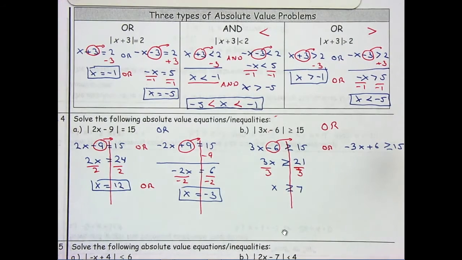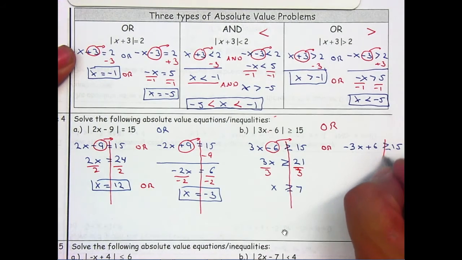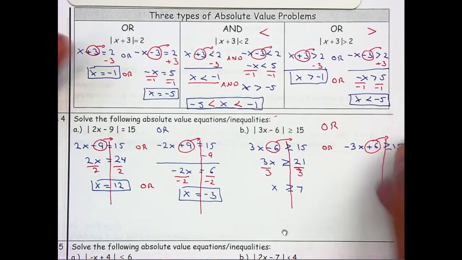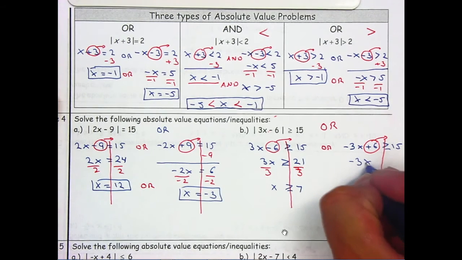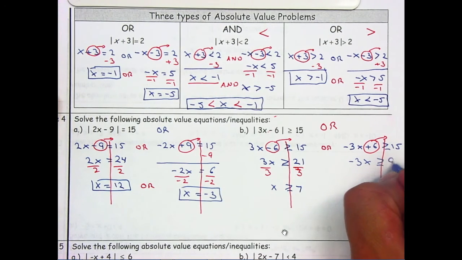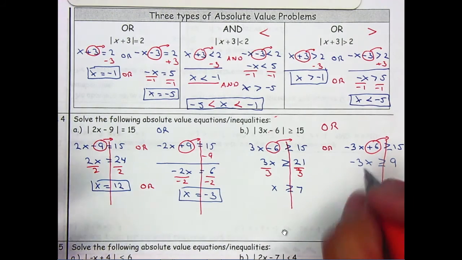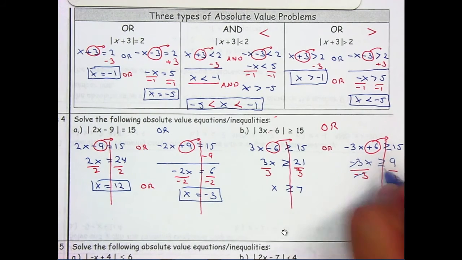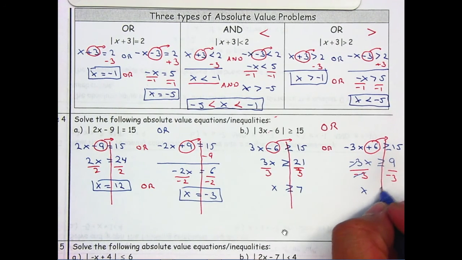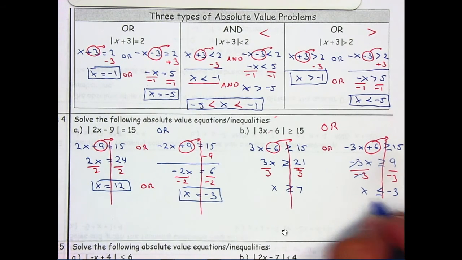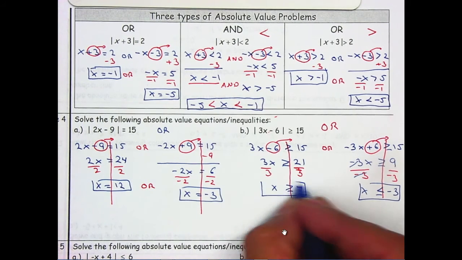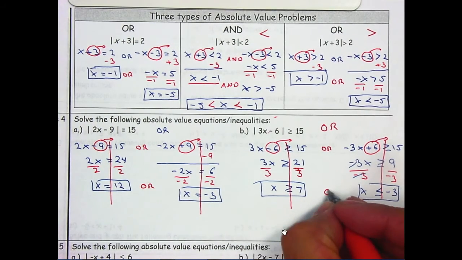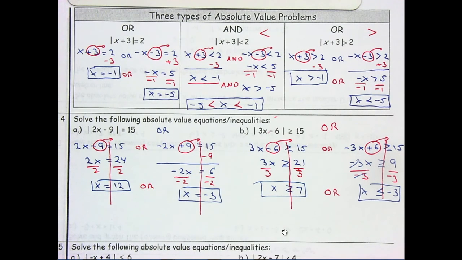We are going to be solving the other inequality. Move the 6 to the right, becomes a negative 6. So we have negative 3x is greater than or equal to 9. We divide by negative 3. This will cancel. Remember, when you divide by a negative number, you have to flip the inequality. It's equal to negative 3. So x is less than or equal to negative 3. And let's place an OR in between. Last example, example number 5.